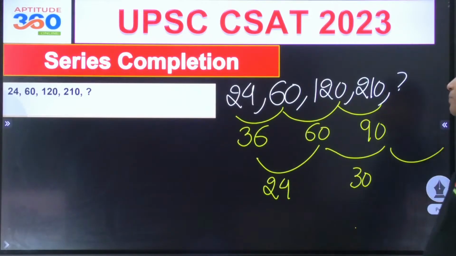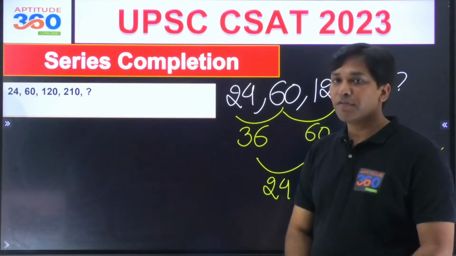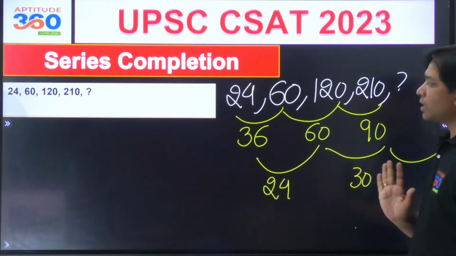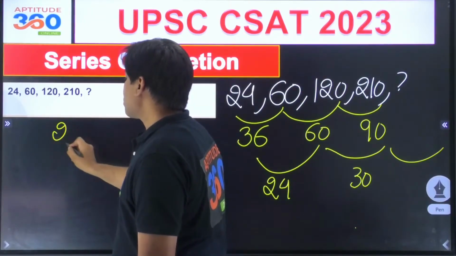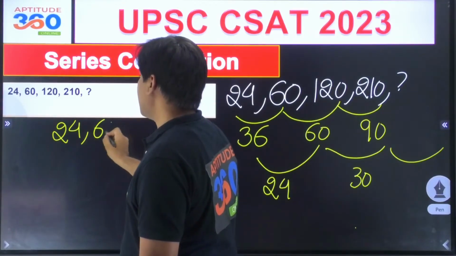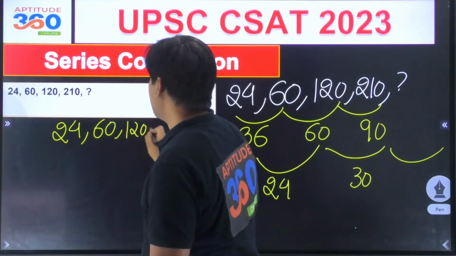What did I say? I will not trust this, the difference and difference of differences, because I have only 2 terms left. I am not going to trust it. So what is my methodology? So this is 24 and then 60 and 120 and 210.